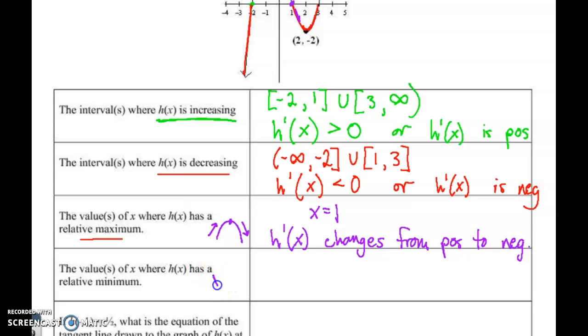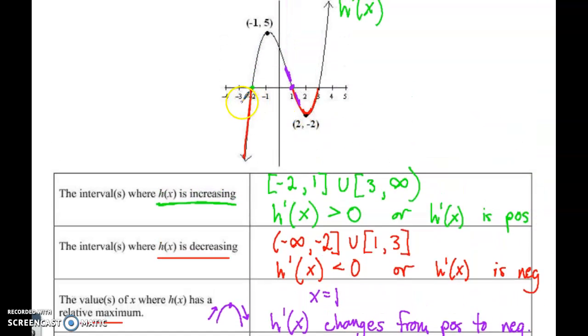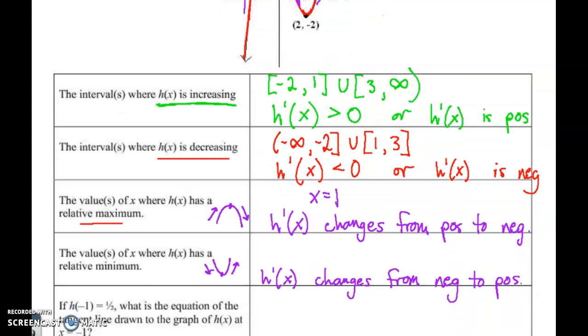Same thing with a minimum. Draw a minimum real quick. It goes from decreasing to increasing, so that means the derivative changes from negative to positive. Be specific. Use the clues that are given to you. So where does that happen? A negative below the axis to above is at -2, and below to above is at 3. So x equals -2 and 3.